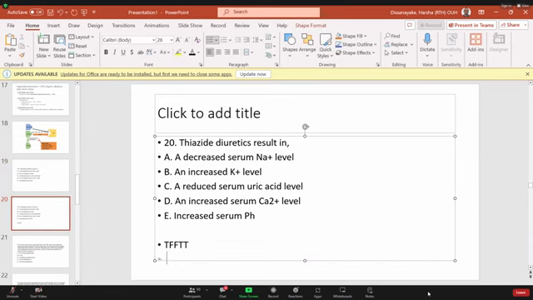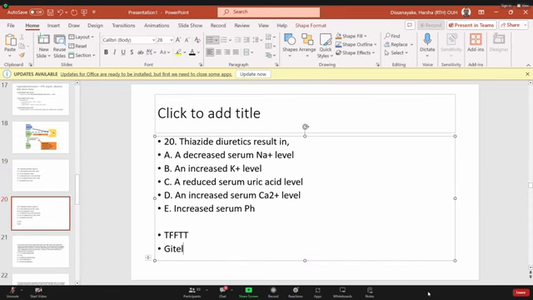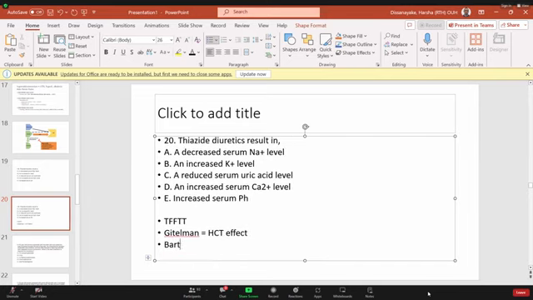So just remember, Gittelman syndrome is similar to HCT effect, whereas Bartter syndromes are similar to furosemide effects. Okay.